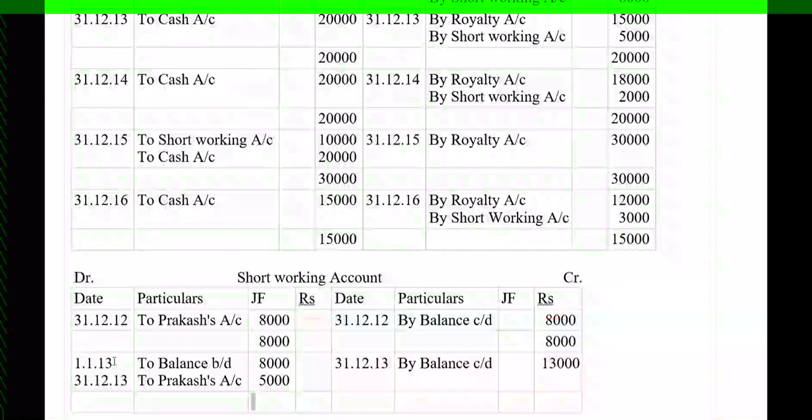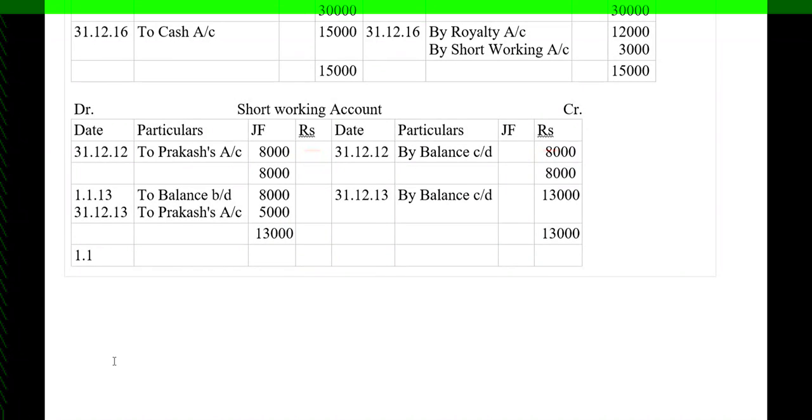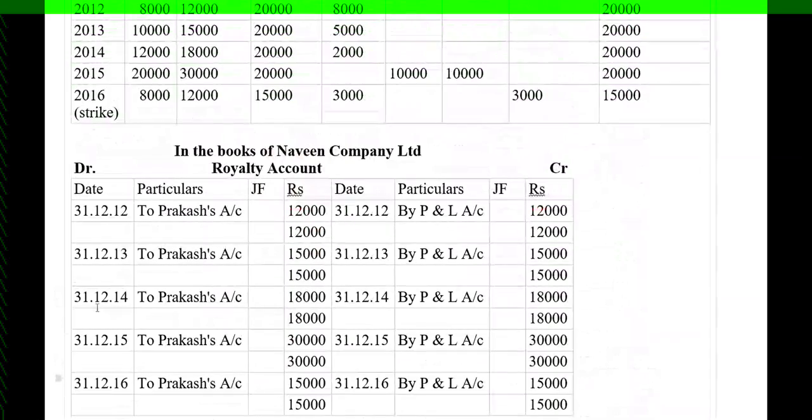So now let us take the total here. So 13,000. So here also 13,000. So on 1/1/14, so to balance brought down. So it is 13,000. Again there is a short working during the year 14 here of rupees 2,000 here.